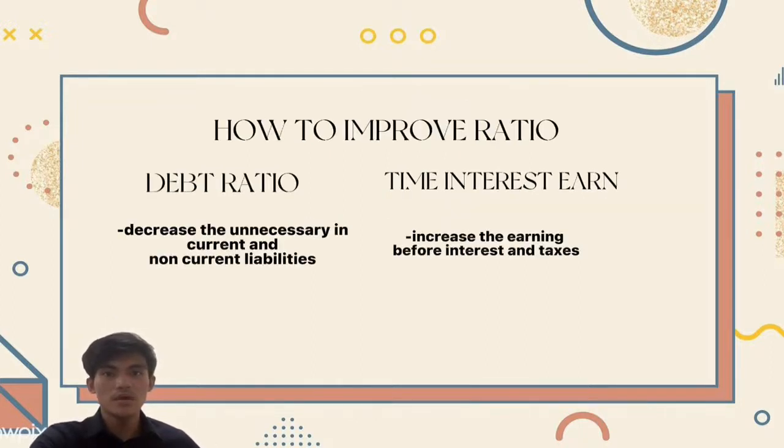Lastly, we can improve the debt ratio by decreasing unnecessary current liabilities and non-current liabilities. And we can improve the times interest earned ratio by increasing the earnings before interest and taxes.